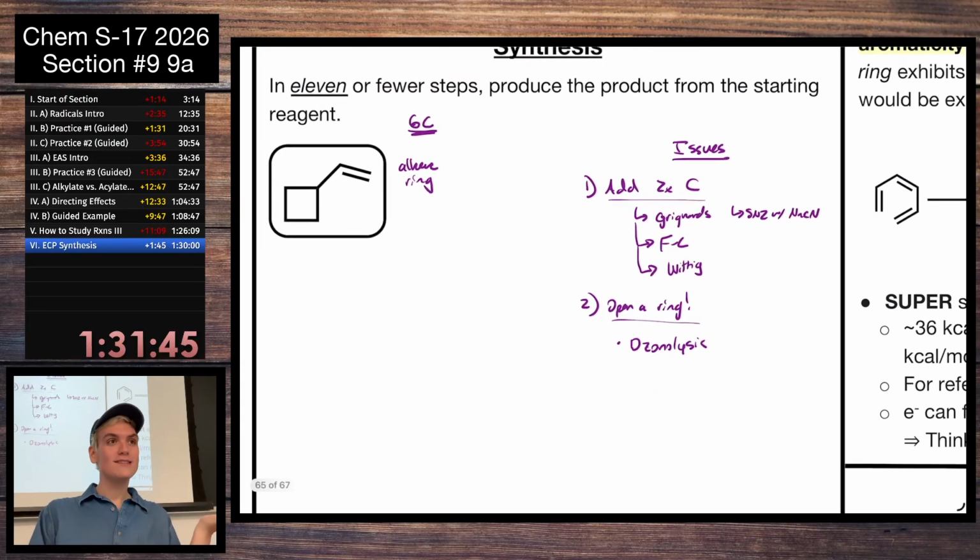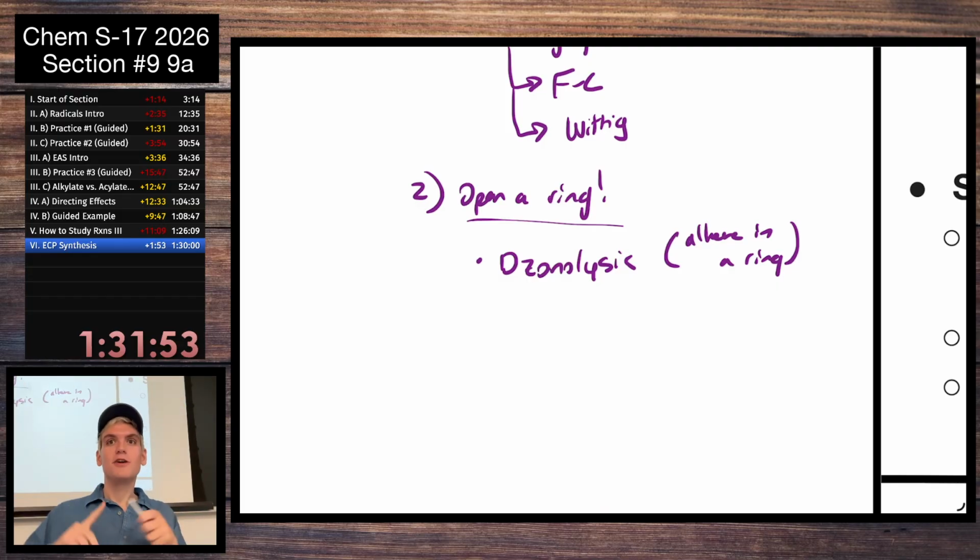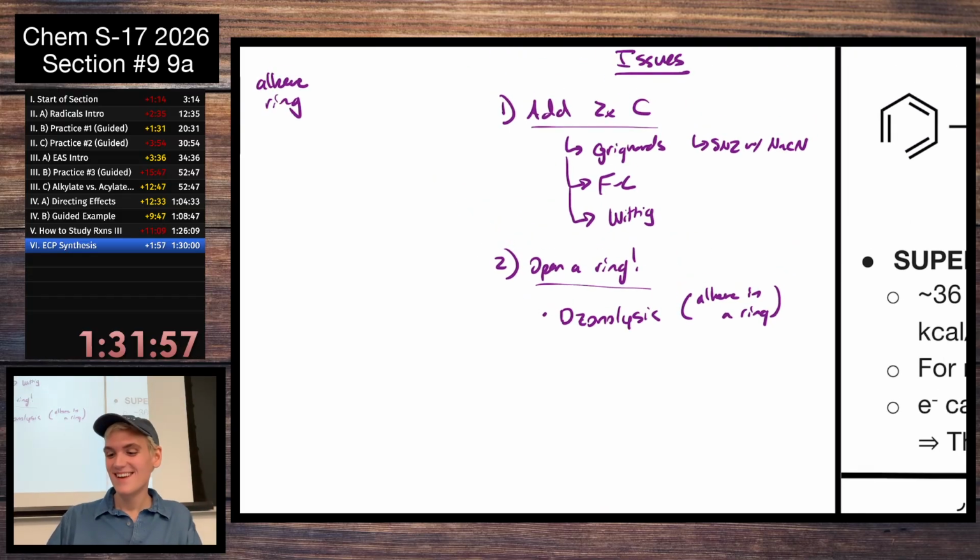So ozonolysis, if we have an alkene in a ring, this can chop that alkene and make 2 carbonyls. Wow, that really got Federico, okay. Last issue over here is we need to add the nitrogens. So again, we can do this either via nitrile or we can do this via an amide.